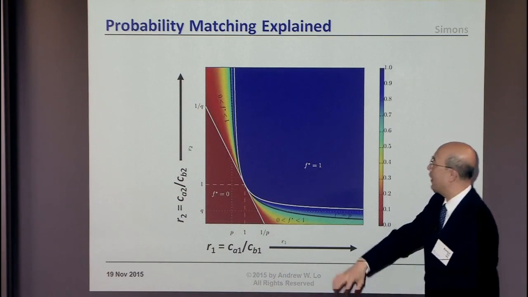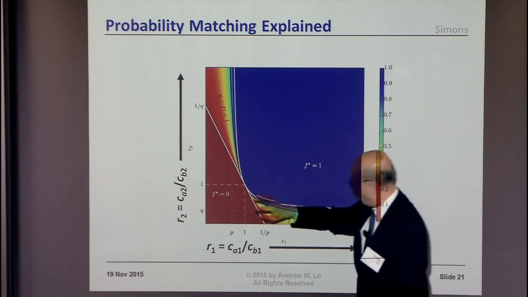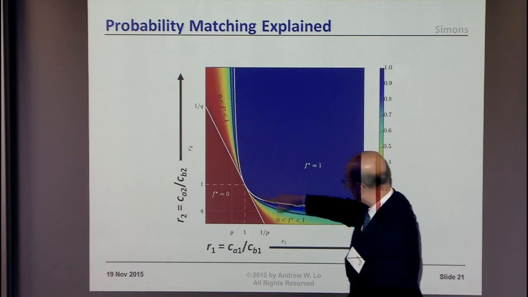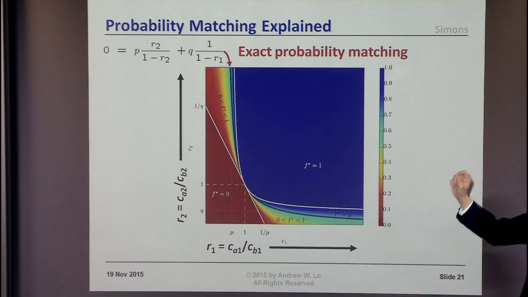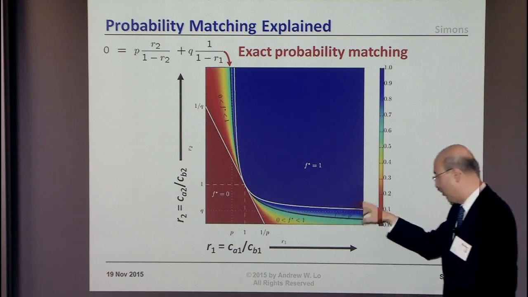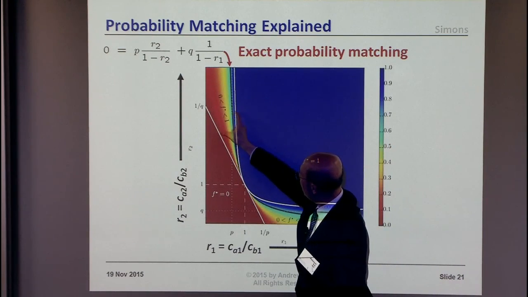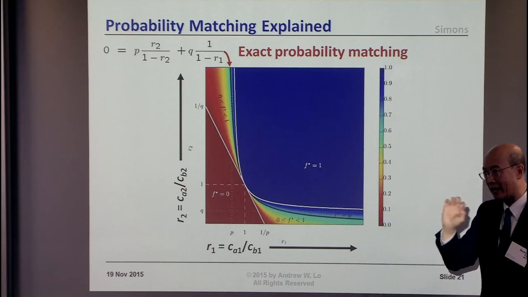It turns out that if A is much better than B in both states of the world, you always pick 1. If it's always worse in that state of the world, you always pick 0. And this black line right here, that line is exact probability matching. For every combination of the various different parameters, you will get exact probability matching. In between these two white curves, you'll get randomization, but it won't be exact probability matching.